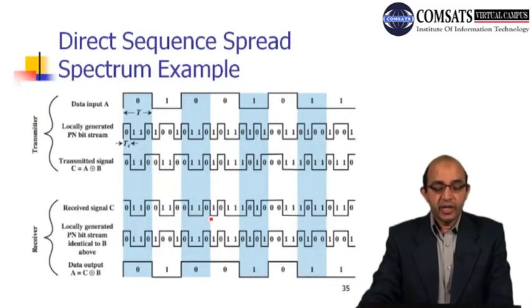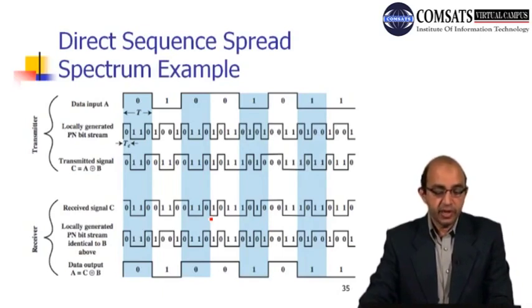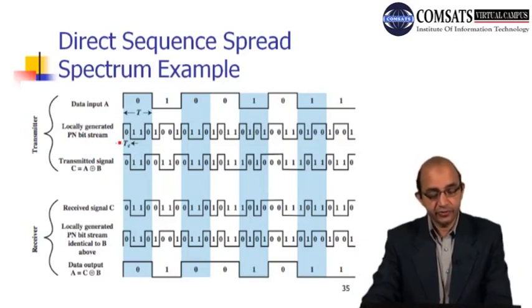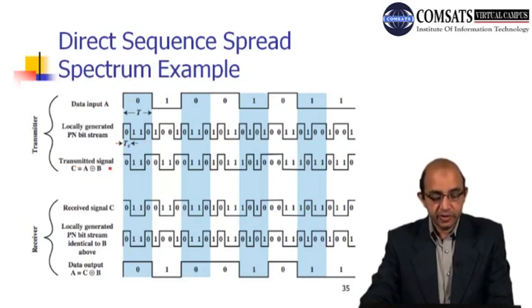So here we have the example for direct sequence spread spectrum. You can see we have the input data, this is the locally generated PN bit stream, the pseudo noise bit stream, and this is the transmitted signal, and we have performed XOR.